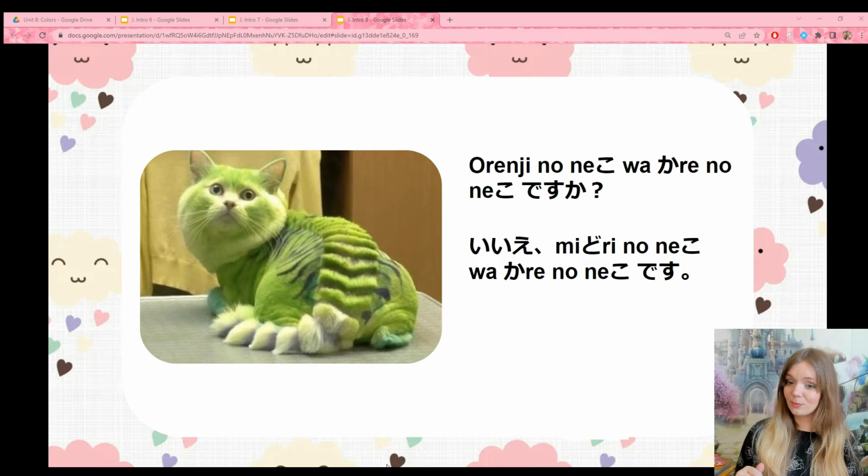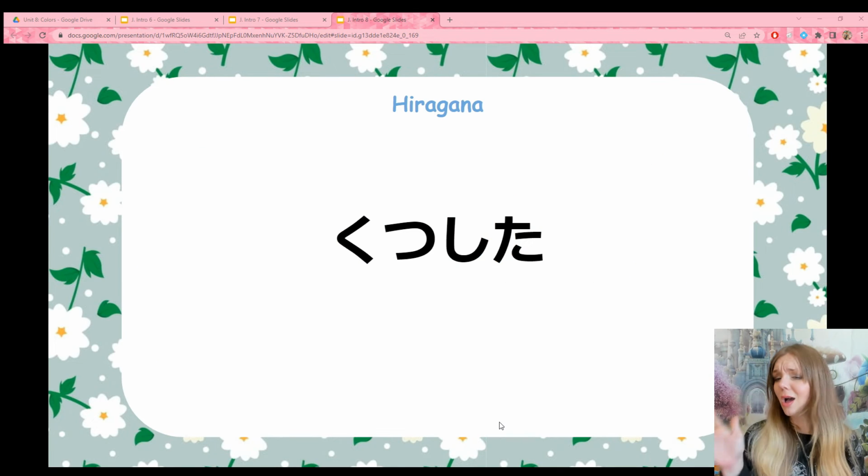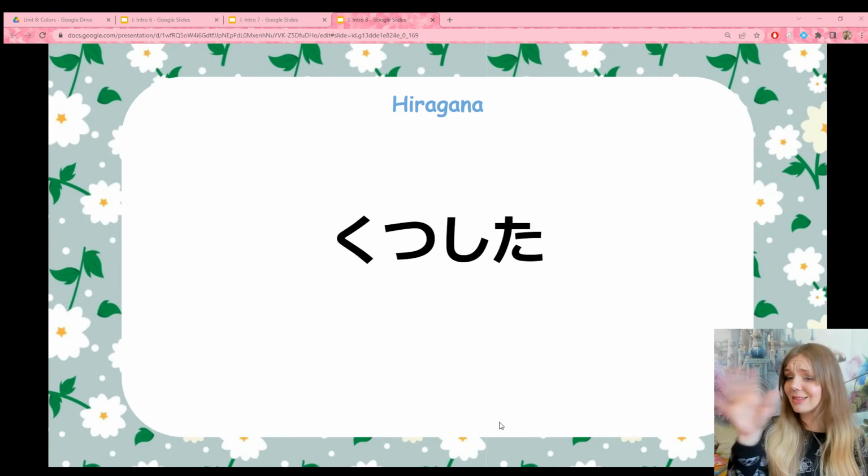Can you read it? Iie. Midori no neko wa kare no neko desu. No. The green cat is his cat. It's the green one.